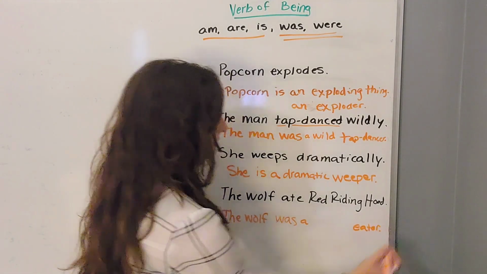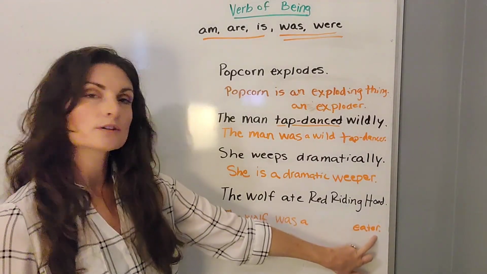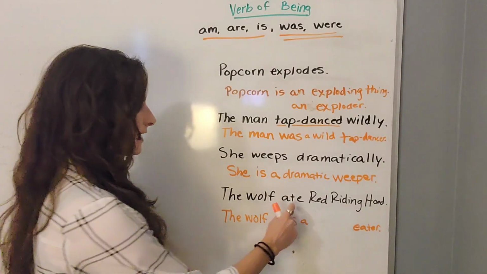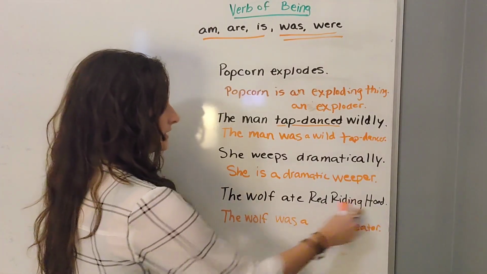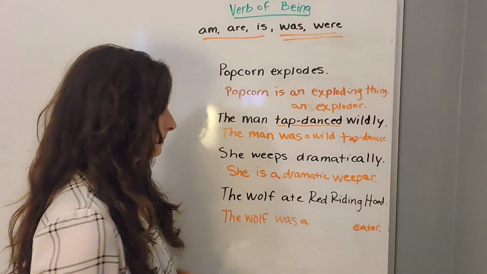eater. I did my trick where I added an ER. I took the verb, added an ER to it. Now I have to look back and see what I'm missing. So I have the verb and the subject, but I have this here. What did the wolf eat? He ate Red Riding Hood.